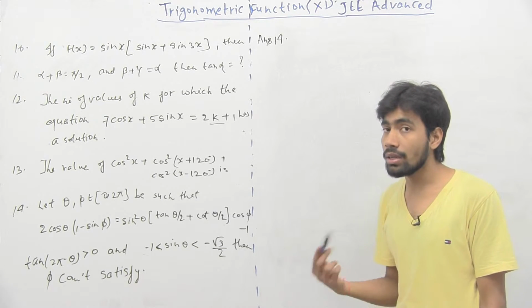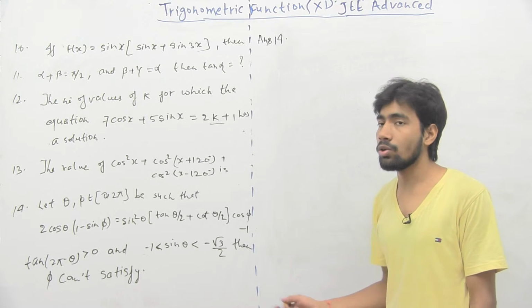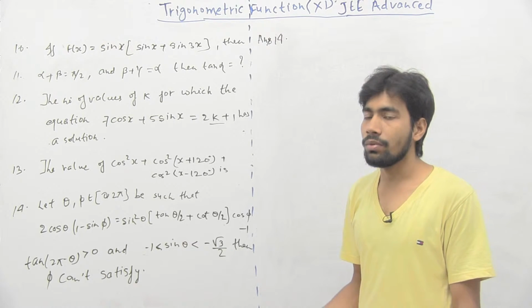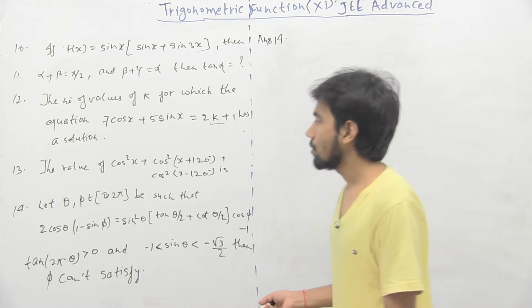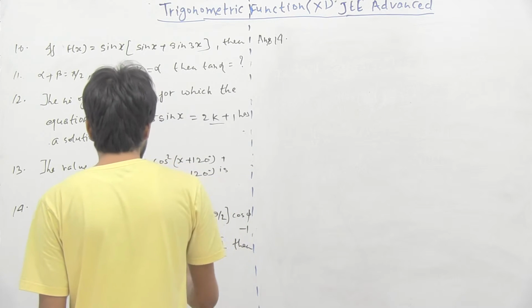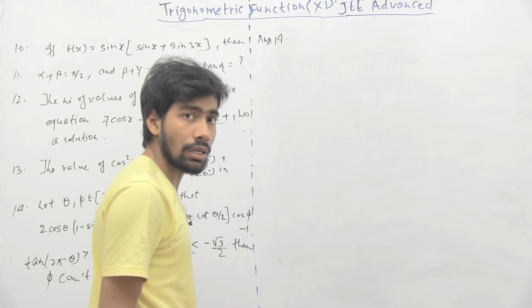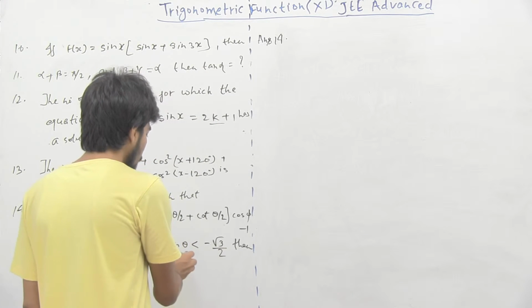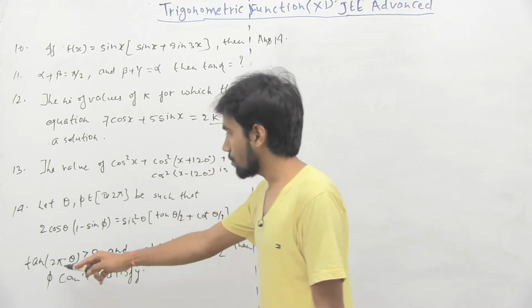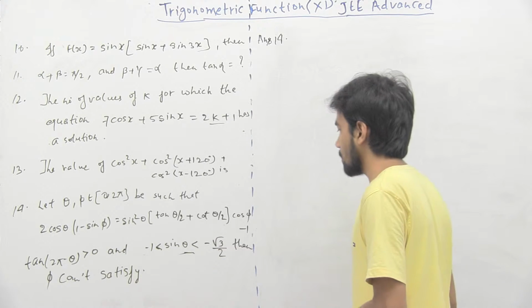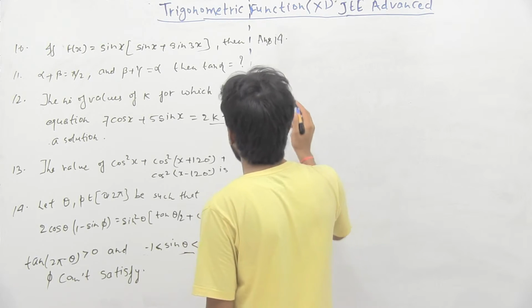Then we have to find the range of phi that cannot be satisfied, and we will select the option based on whether it satisfies or not. So first take the range of theta using both of these inequalities.